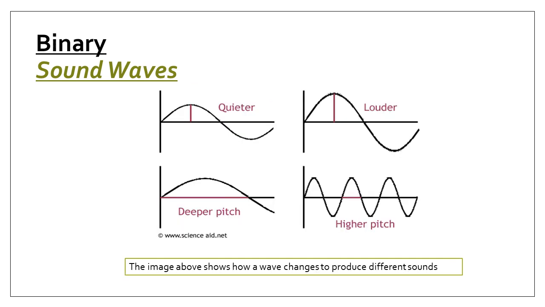Here's another few examples of sound waves. The lower the amplitude, the quieter it is. The higher the amplitude, the louder it is. And then the longer the frequency, the deeper the pitch, and the shorter the frequency, the higher the pitch.